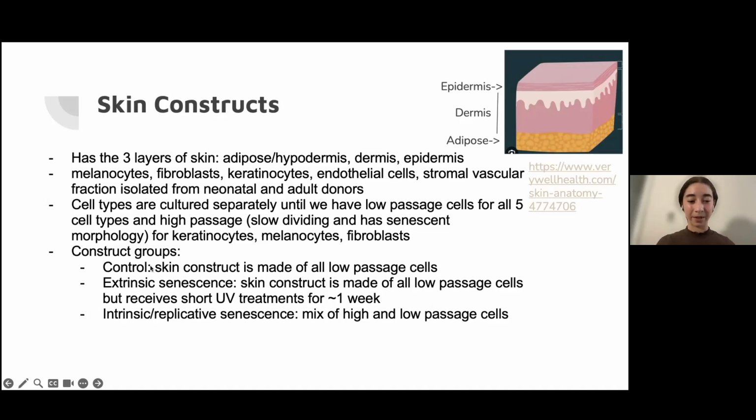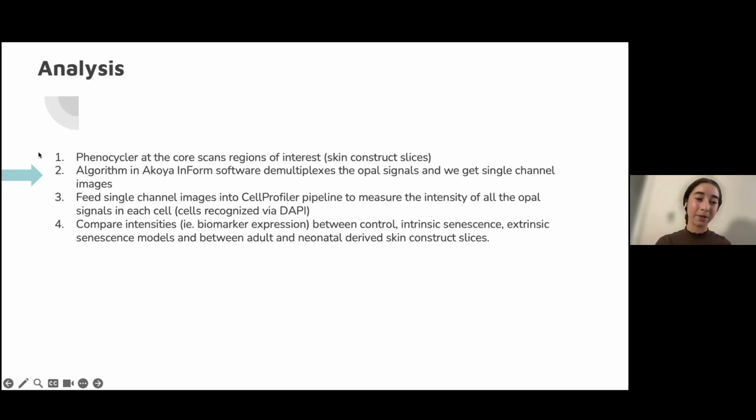And then we made 3 groups. Control, which is just low passage skin, made from all low passage cell types. Extrinsic senescence, which is a skin construct made out of all low passage cell types, just like the control, but then receives UV treatments for about 1 week. And then the last group is intrinsic or replicative senescence, which is a mix of high and low passage cells, but no UV treatment. For our analysis, when we sent them to the core, they used the PhenoCycler to scan regions of interest. So it looks at our skin construct slices and measures the intensity from the Opals coming from those skin constructs.